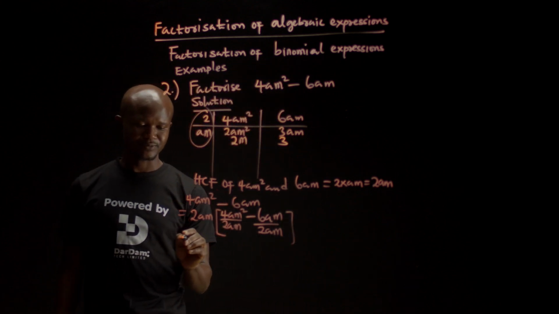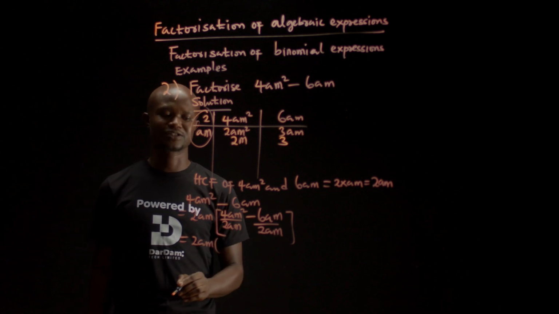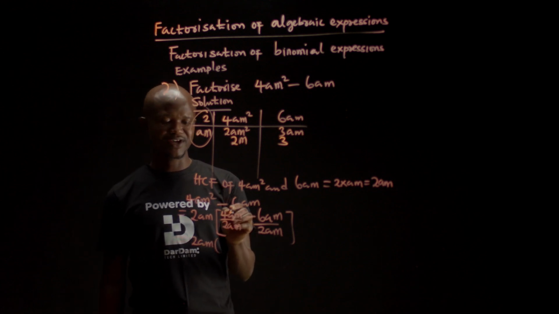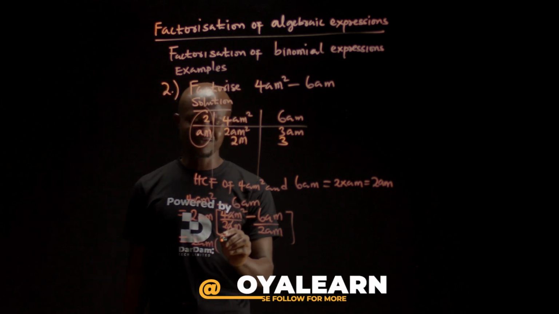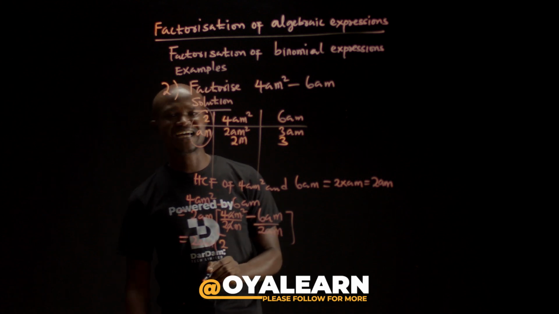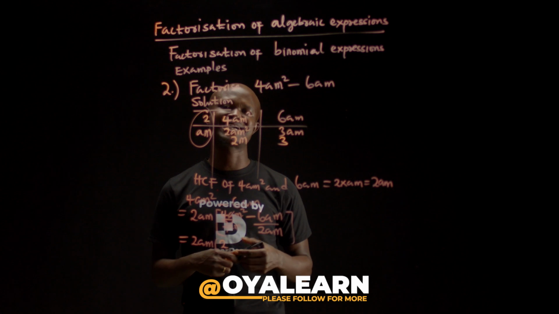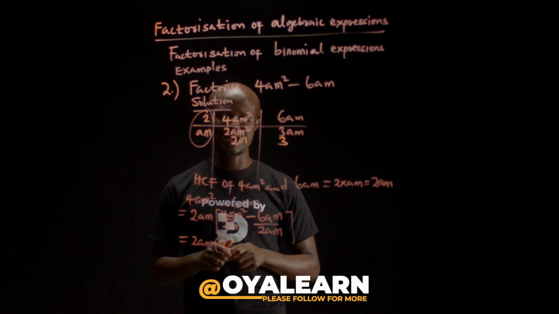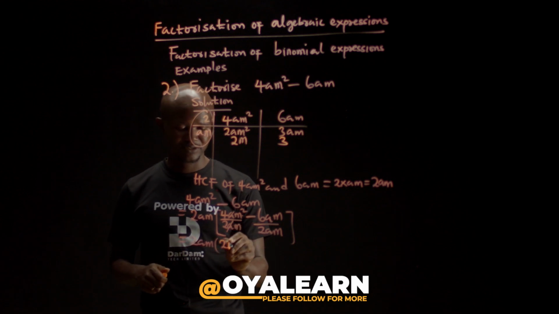Now, what do we have? 2am into bracket what? Now, looking at what we have here, a, we go with a. Then 4 divided by 2, what do you have? You have 2. M squared divided by m. M squared is same thing as m times m. So divide by m, one of the m will go. So you have 1m left.